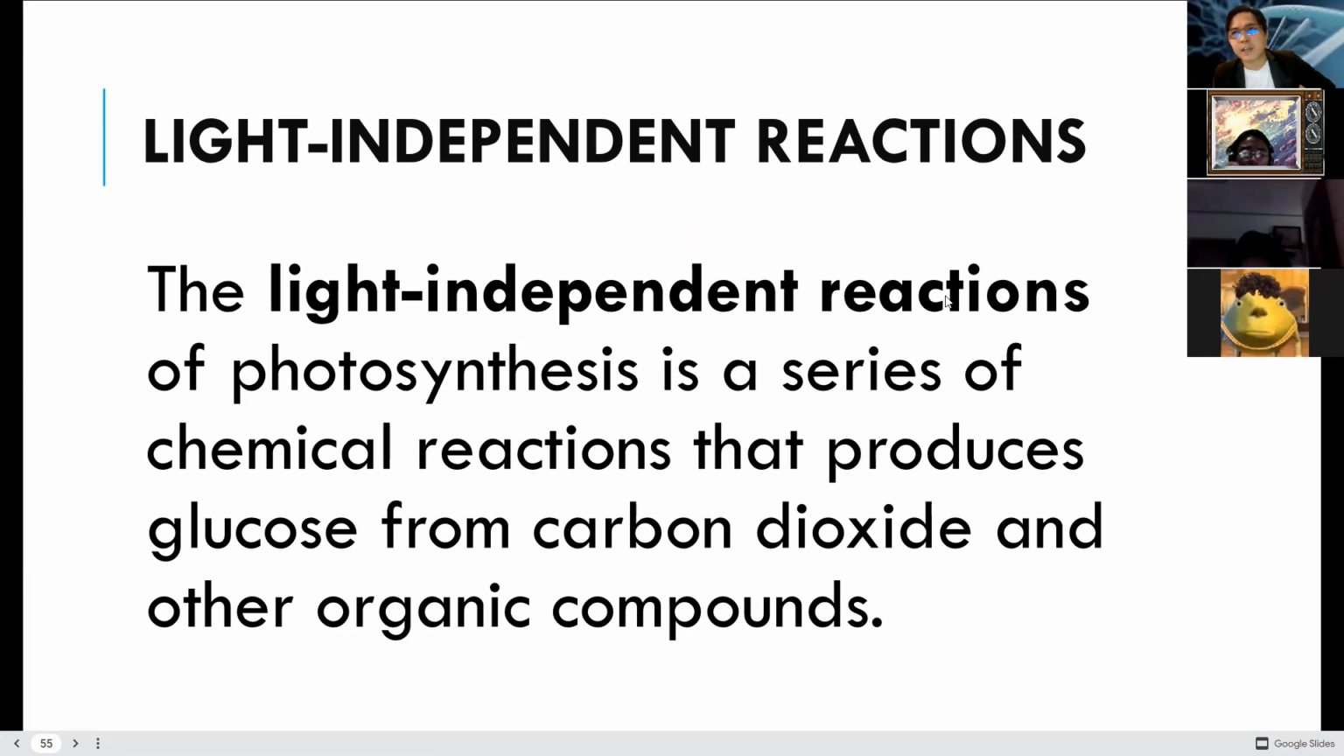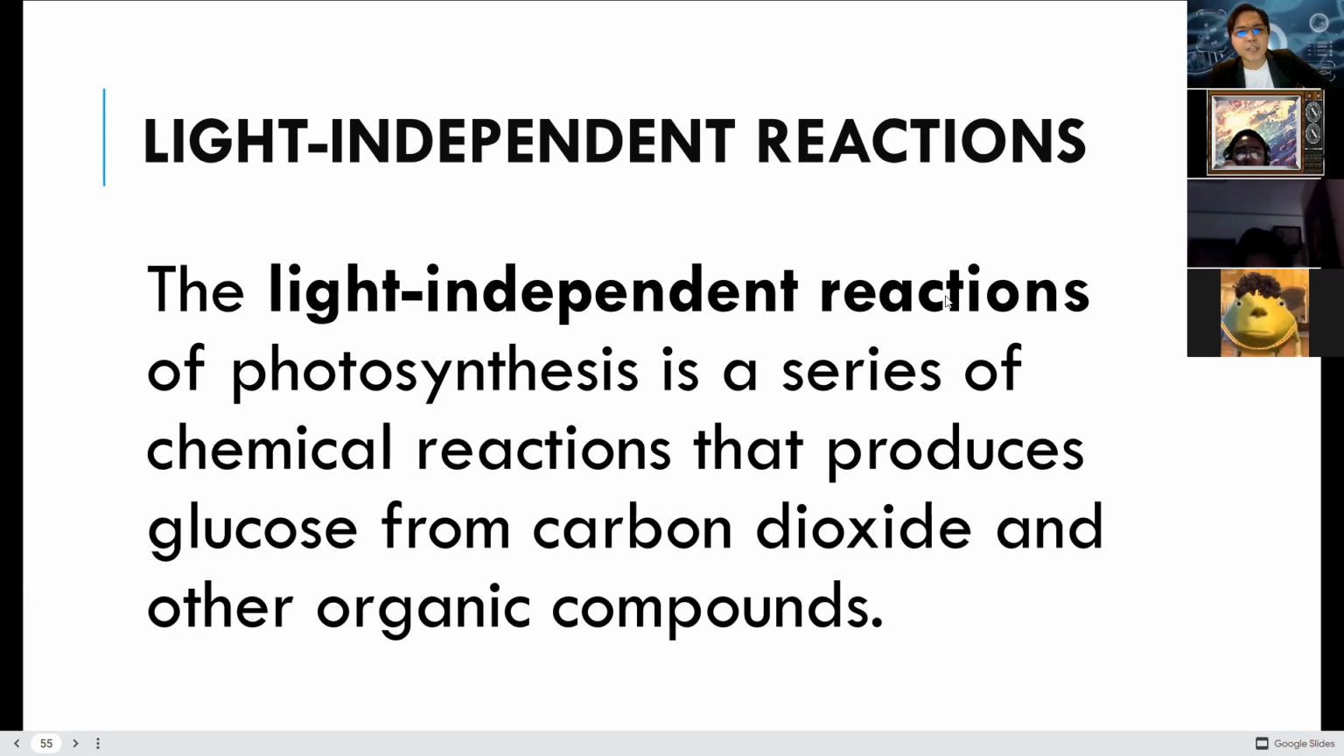The only difference there is that they are not using light as a raw material. There is no light or photon involved there. That is why it is called light-independent. It is independent of the light. Dark reactions or Calvin cycle, that is the other term for the light-independent reactions.